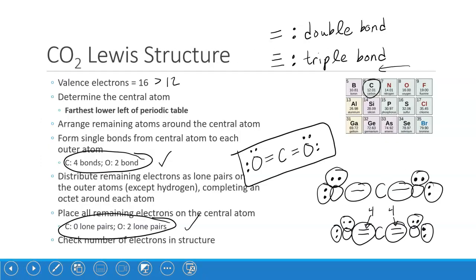If you ever come to a structure where you find that you're not using up all of your valence electrons, and every atom has the correct number of lone pairs but not the correct number of bonds, then you know to start adding double or triple bonds based off of the number of bonds that those outer atoms want.